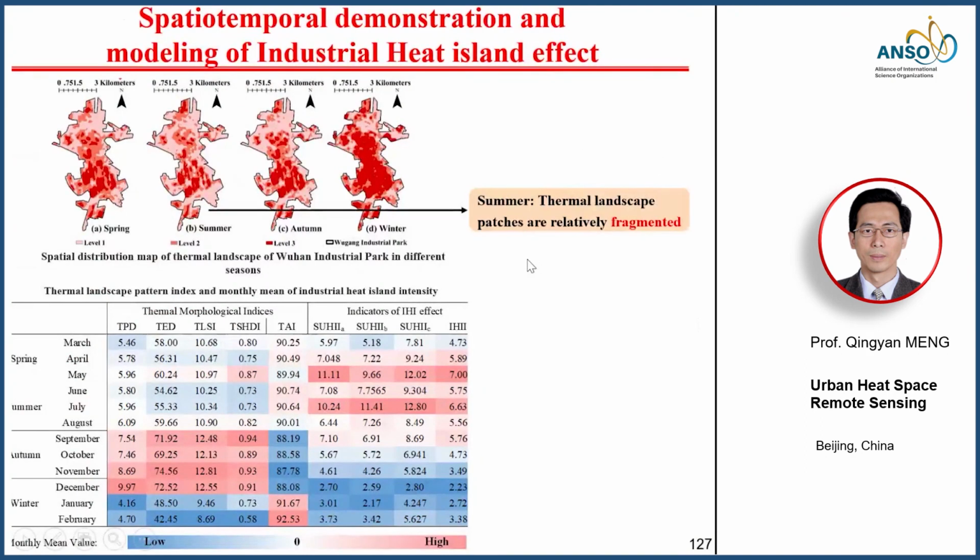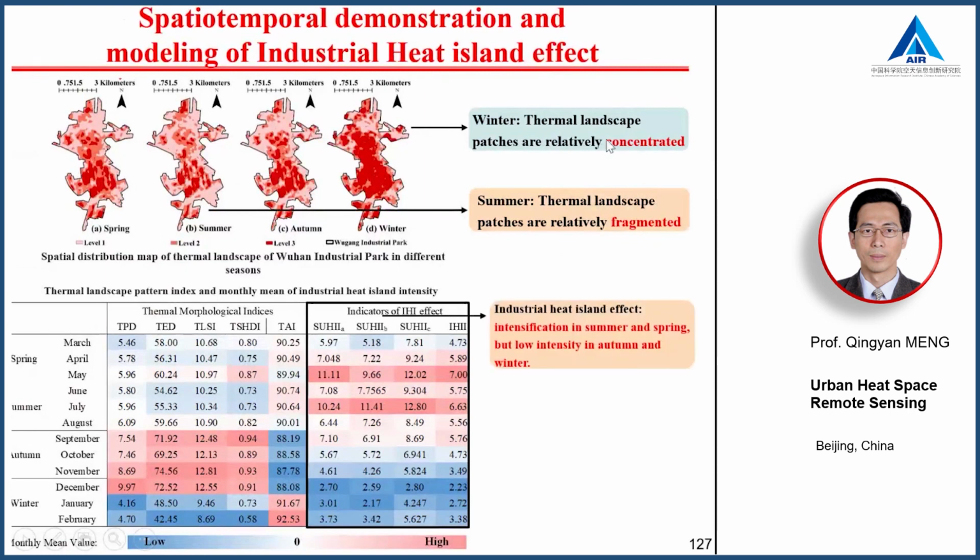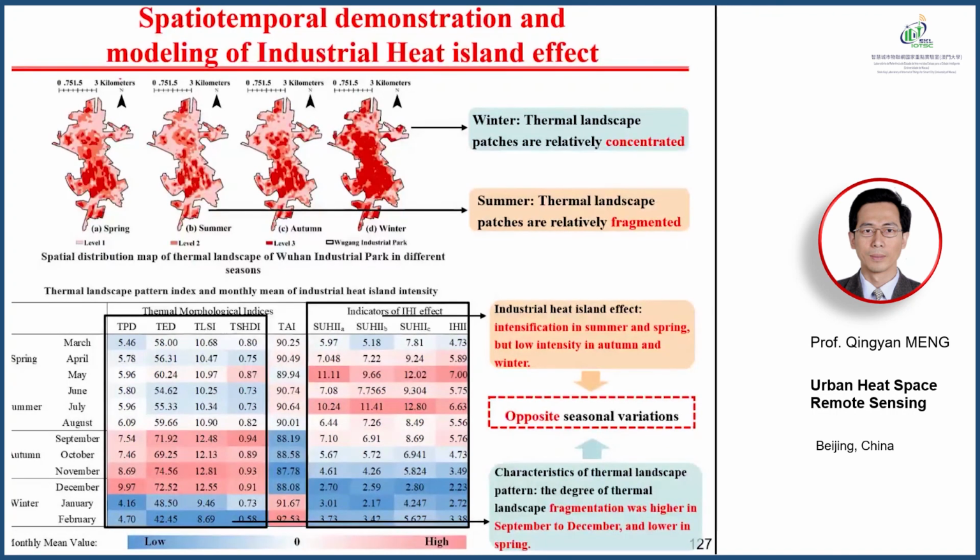In the summer, the thermal landscape patches are relatively fragmented, and in the winter, relatively concentrated. The industrial heat island effect intensifies in summer and spring, but has low intensity in the autumn and the winter. Also, the degree of thermal landscape fragmentation was higher in September and December, and lower in spring, which has the opposite seasonal variation. So I just show you how to study it, how to analyze this, from what perspective, from what aspects.